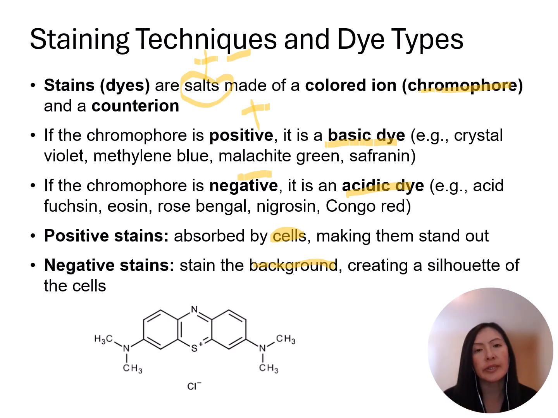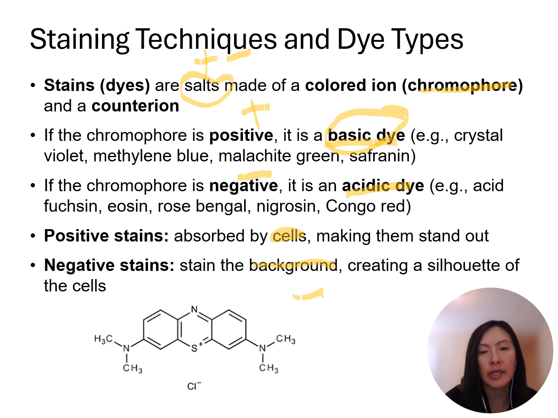The reason for this is because cells overall are negatively charged, right? The phospholipid membrane is negatively charged overall, proteins in that membrane are negatively charged, and in bacteria, the cell wall is negatively charged. So most of the time, basic stains will bind to the cell. Okay? Acidic stains will repel the cell and bind to the background.